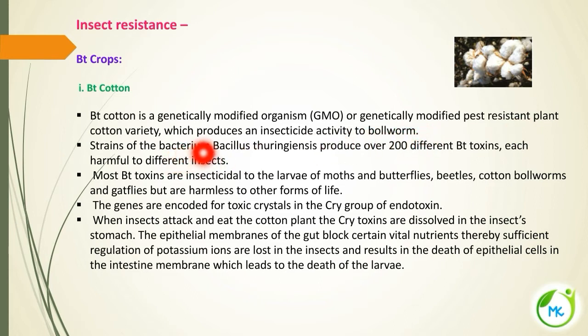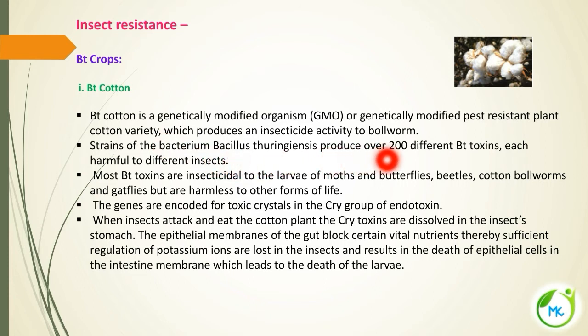Cotton variety, it produces an insecticide activity to bollworm. So it is an insect. So this crop plant will be having some insecticide resistance. Okay. And the strains of the bacterium Bacillus thuringiensis. So this is the name of the bacterium Bacillus thuringiensis. That's why it is given BT.